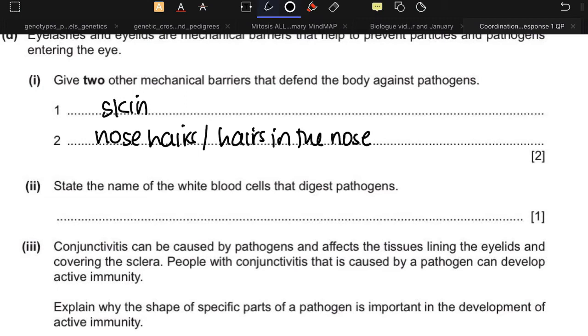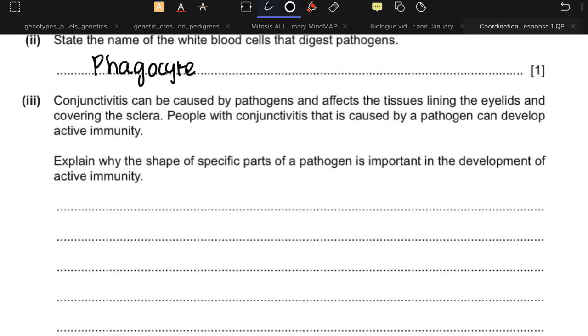Lymphocytes are the ones that produce antibodies which attach to the antigen of the pathogen, but the phagocytes are the white blood cells that engulf the pathogens. They have digestive enzymes that break down and kill the pathogens, the bacteria or basically any foreign material. So the name of the white blood cell is phagocyte. Right? Phagocyte or macrophages, but typically in IGCSE the term used is phagocyte.